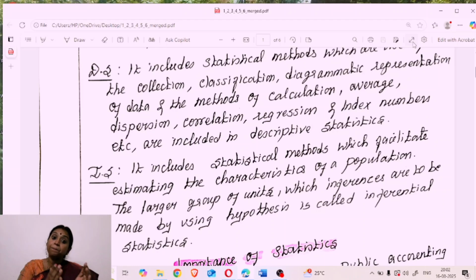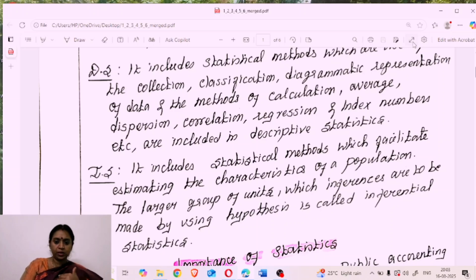Parametric means distribution method, non-parametric means distribution free method. Parametric, P, powerful test: Z, T, F, ANOVA come under parametric. Non-parametric: chi-squared, Kruskal-Wallis, Mann-Whitney, Kolmogorov-Smirnov and sign test all come under non-parametric. So inferential statistics means hypothesis testing, parametric and non-parametric. Understand only this.